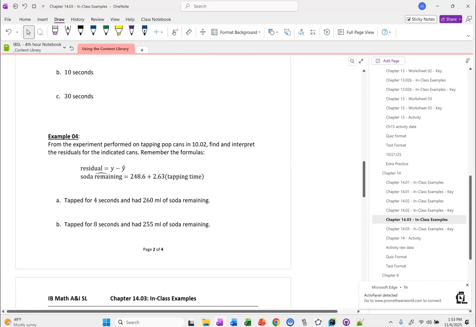All right. Example 4 says, from the experiment performed on tapping pop cans in the previous problem, find and interpret the residuals for the indicated cans. I tell you the residual is y minus y hat. So tapping for 4 seconds and a 260 milliliter can of soda. How do I calculate the residual?